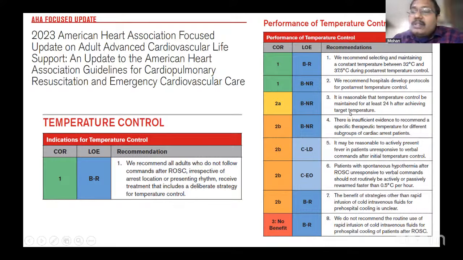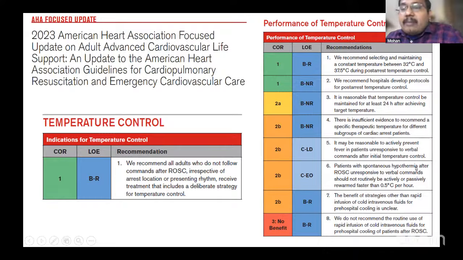So apart from this, one crucial thing which we get to see here is that it may be reasonable to actively prevent fever. So again, they've emphasized that temperature control not just includes maintaining a temperature of 32 to 37.5 degrees centigrade for 24 hours, but it also includes prevention of fever.